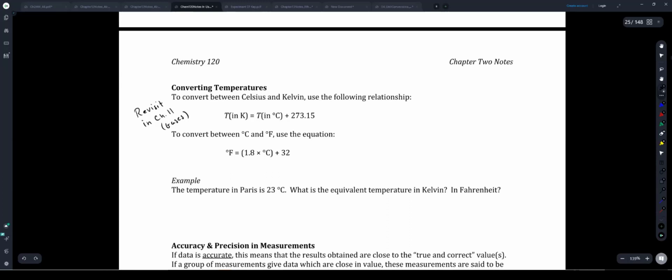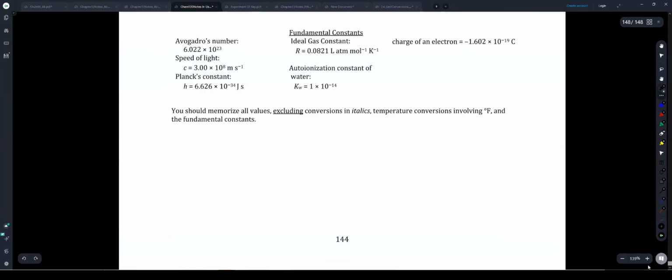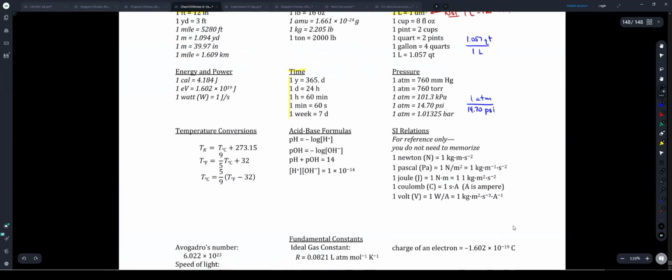I would note that the very last page has, again, my conversion factors. My speaker keeps getting in the way. There we are. The temperature conversions are already right here, and I will give you them if you need them. They are not marked as something you need to memorize.